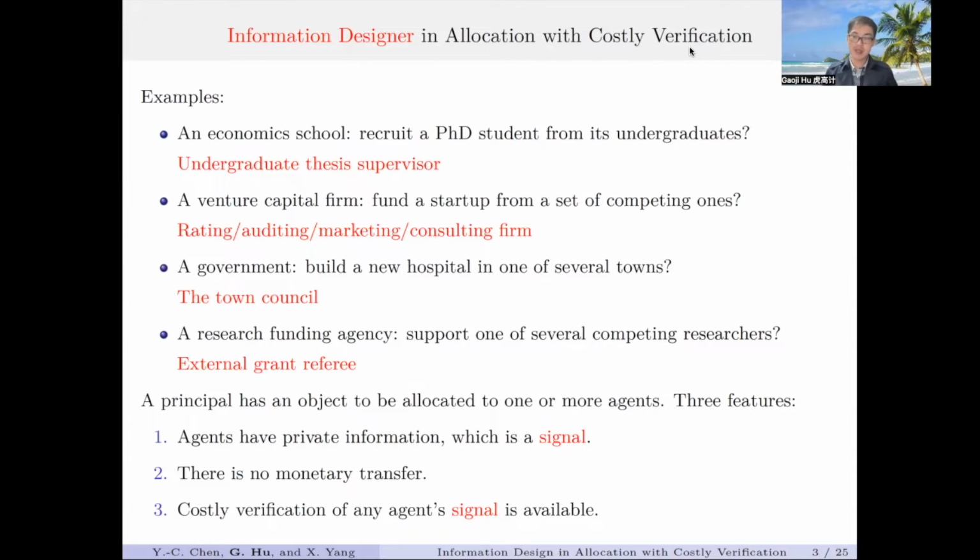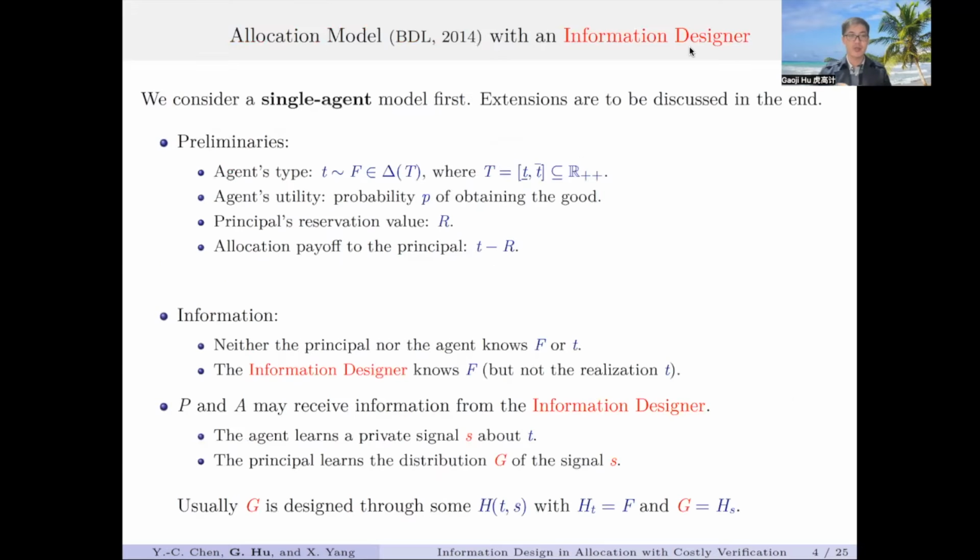So with an information designer, the three key features now become the following ones. First, the agents have private information, which is a signal learned from the information designer. Second, this is the same as before, no monetary transfer. Third, when the principal pays a cost, the principal can learn any agent's signal. Okay. So this is the story. And now let me introduce the model. We consider a single agent model first, and the extensions to the multiple agent case will be discussed in the end if we have some time.